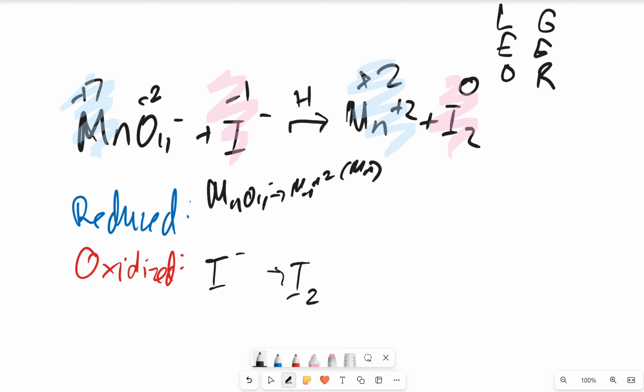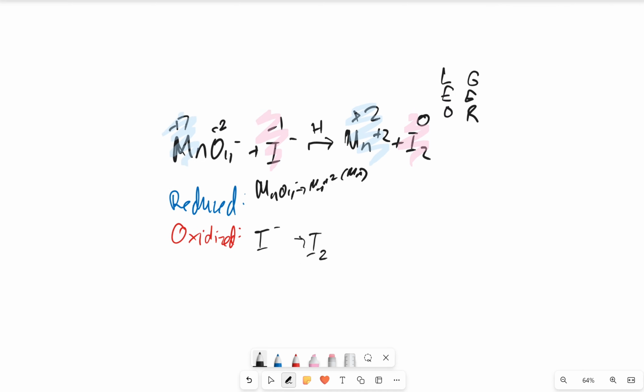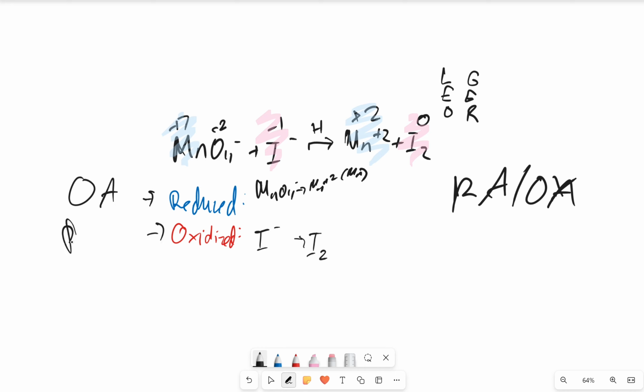Okay, not that bad, not that hard, right? And if we were asked what's the reducing agent and what's the oxidizing agent, we'd be able to say that the thing being reduced is the oxidizing agent, and the thing being oxidized is the reducing agent. Okay, good luck. Thank you so much.